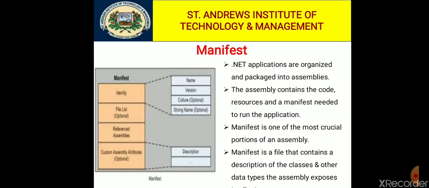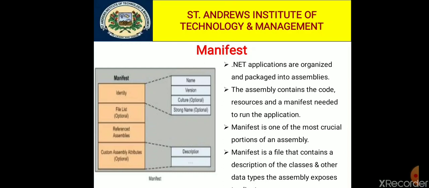All executed code, I'm talking about executed code at runtime, must be contained in an assembly. So the assembly contains the running code, or we can say executed code, the resources that are used during running, and a manifest needed to run the application.